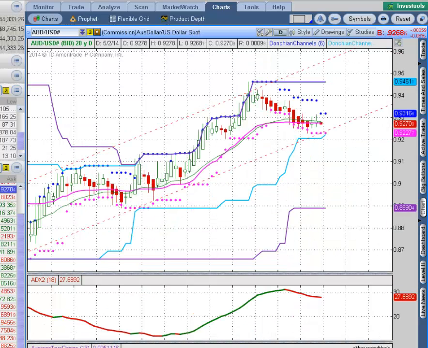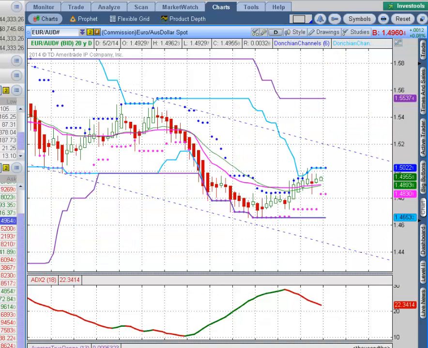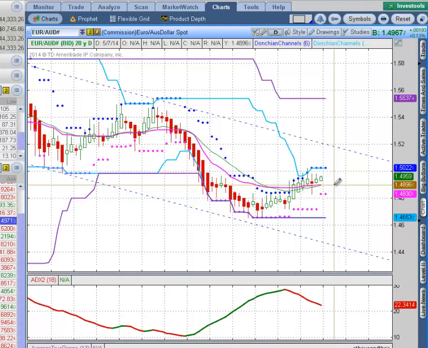Let's now look at the price charts for some of the more popular Forex pairs to trade. Here's the Aussie US dollar. This has been in a medium-term uptrend channel, and price is sitting at the bottom of the channel. Here's the Euro Aussie dollar. This has been in a medium-term downtrend channel. Price is currently sitting at the center of the channel.